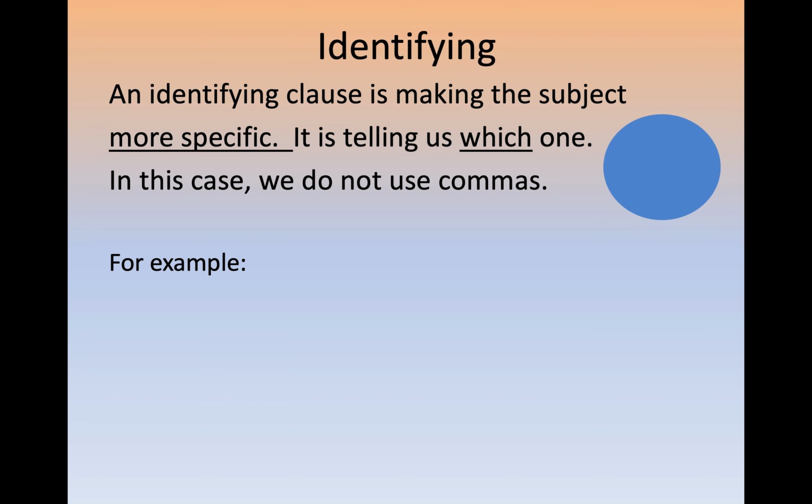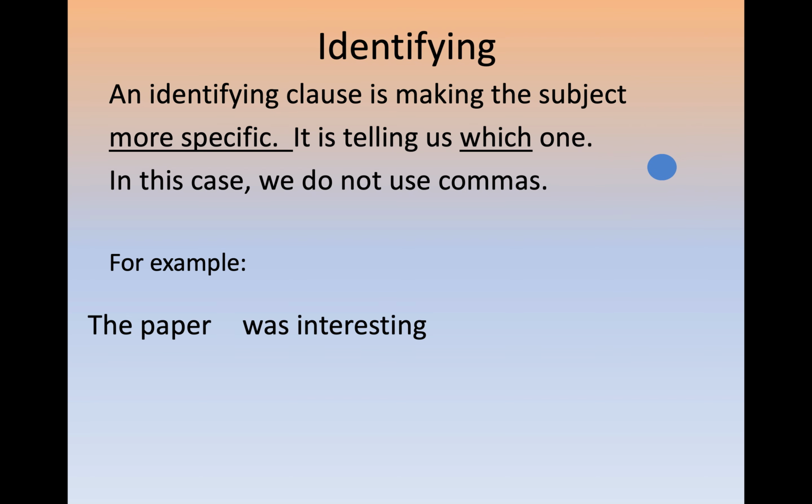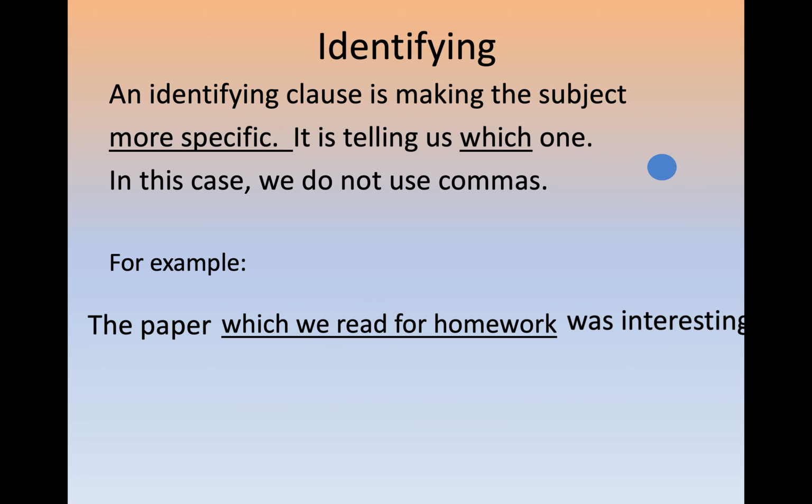An identifying clause is making the subject more specific. It tells us which one. In this case, we don't use commas. More specific. The paper was interesting. What paper was interesting? The paper which we read for homework was interesting. Oh, okay.